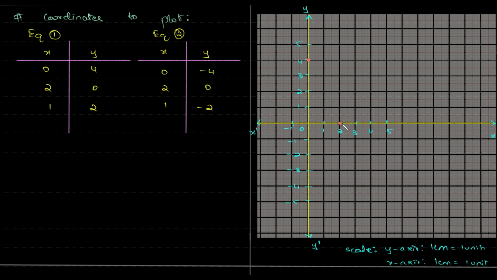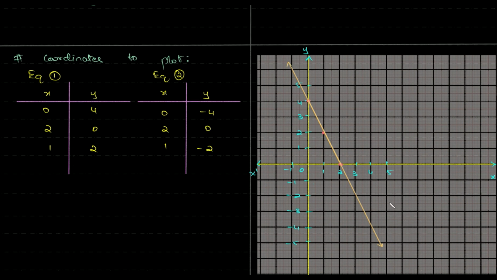2 and 0 is this. 1 and 2 is this. Does that make sense? Do we have a line? We do, do we not? So we have this as a line.